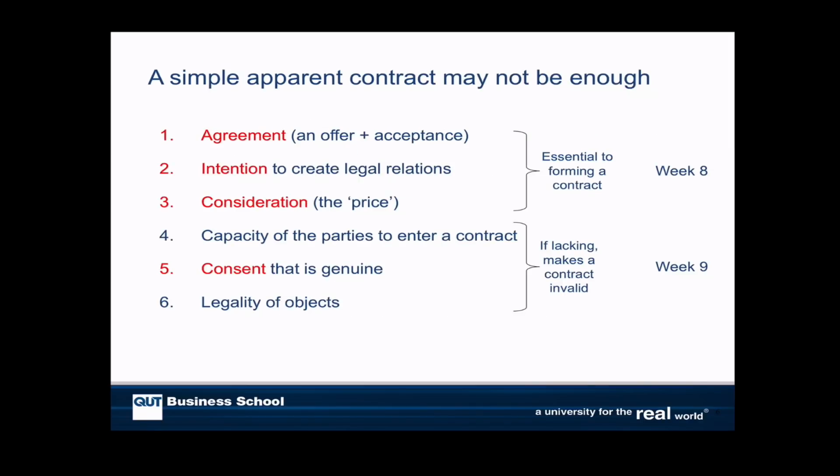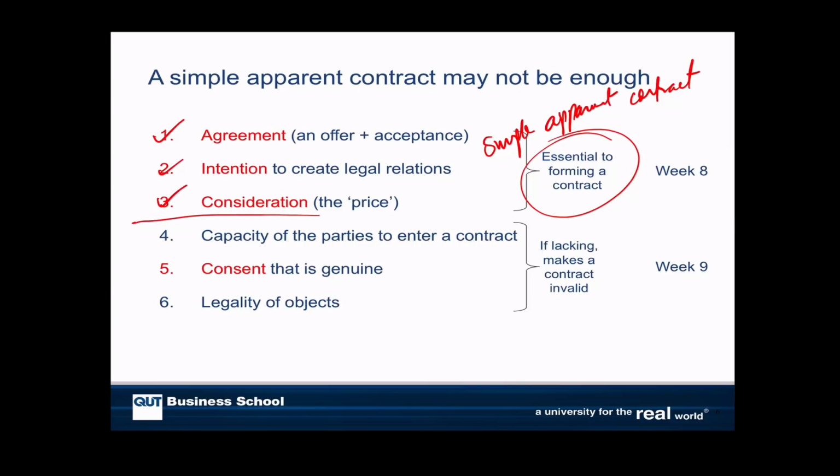Now you'll remember we've crossed off the essential formation, the simple apparent contract. And to get a simple apparent contract, we need agreement, intent, and consideration. Now if we have that, it looks like we've got a contract. But what happens if something else is lacking to mean that we didn't have a true meeting of minds? We might not have a true meeting of the minds where one of the parties don't have capacity to enter, where the objects or the subject matter of the contract is illegal, where the law isn't going to allow a contract.